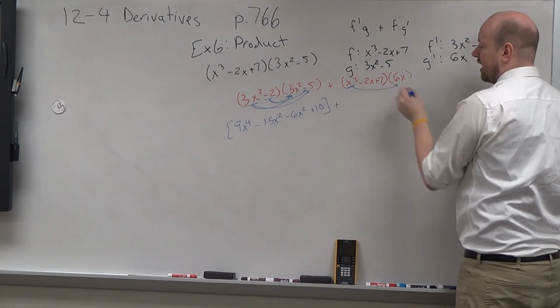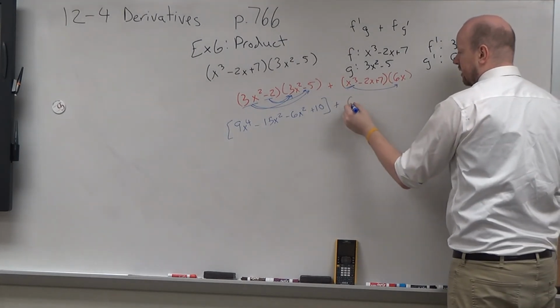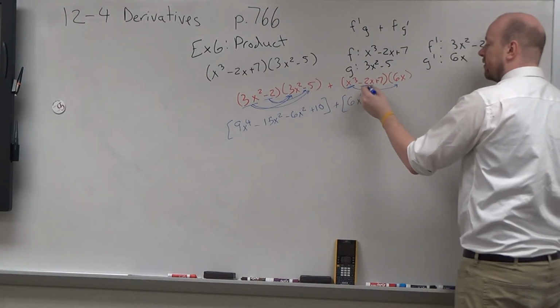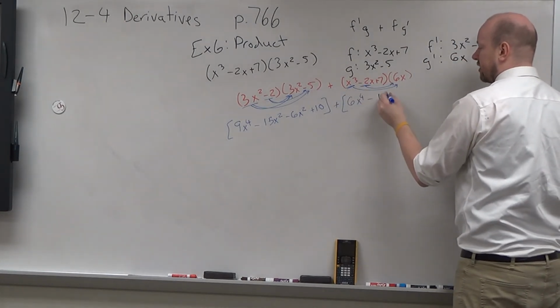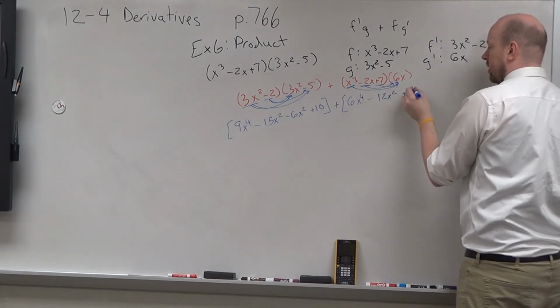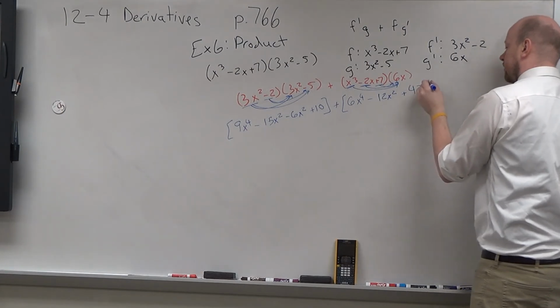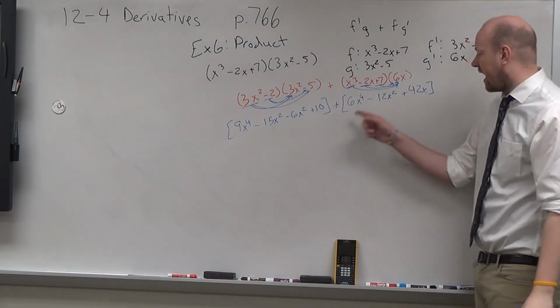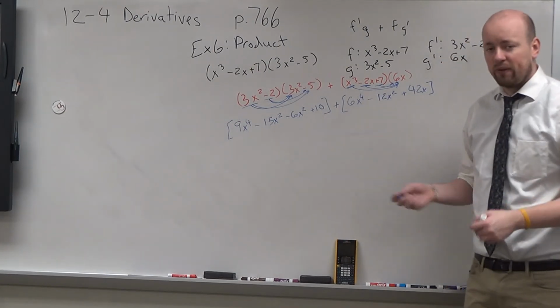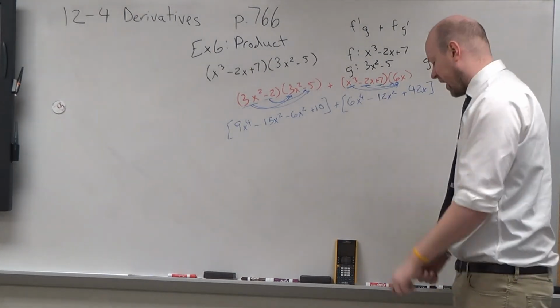x cubed times 6x is going to be 6x to the fourth. Negative 2x times 6x is going to be minus 12x squared. And 7 times 6x is going to be plus 42x. Now, I just get in the habit of putting them in brackets. You don't have to in this case because it's a plus, but if it was a subtract, you need to do that just to keep track of terms.